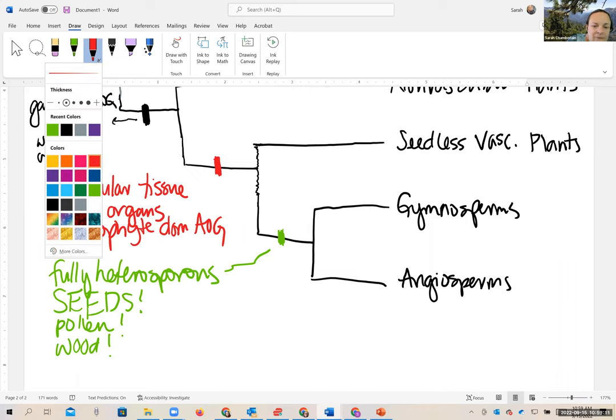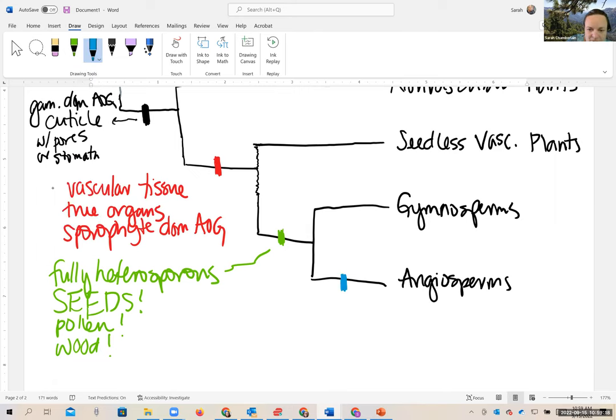What color do I want to pick next? I guess blue, because we haven't done blue yet. Here, what's the new hotness for angiosperms? This is gonna be a short list. Fruit. So flowers, because you know, flower, that's a unique setup, and fruit, right? Okay.